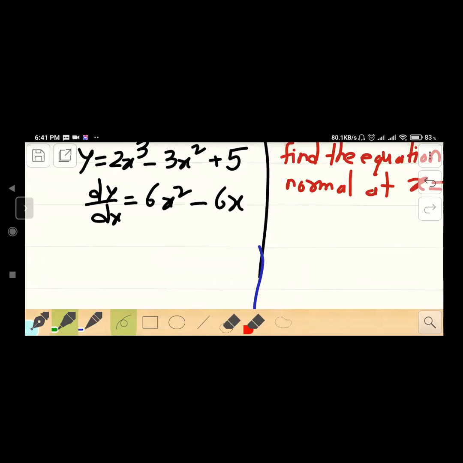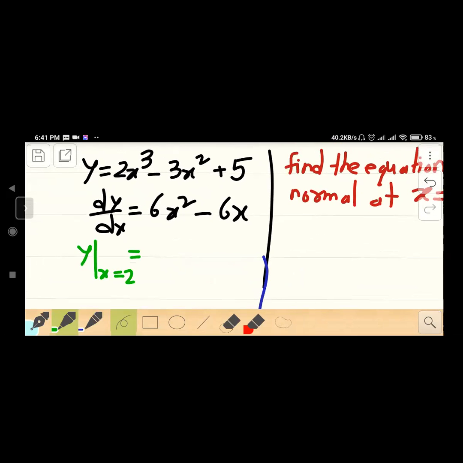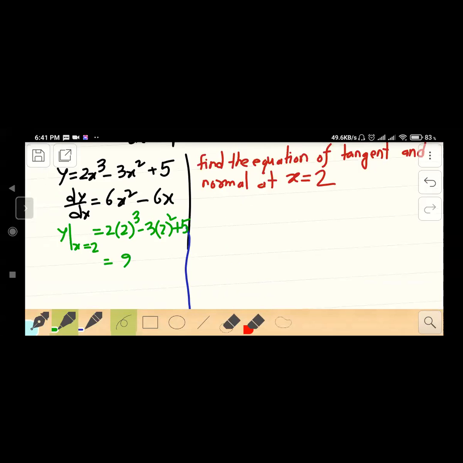Now the value of y at x is equal to 2 will be equal to 2 into 2 cube minus 3 into 2 square plus 5. So it's 16 plus 5, 21, minus 12, 9. Good.